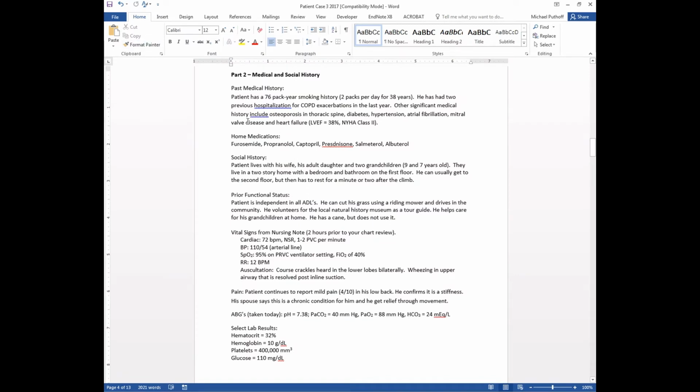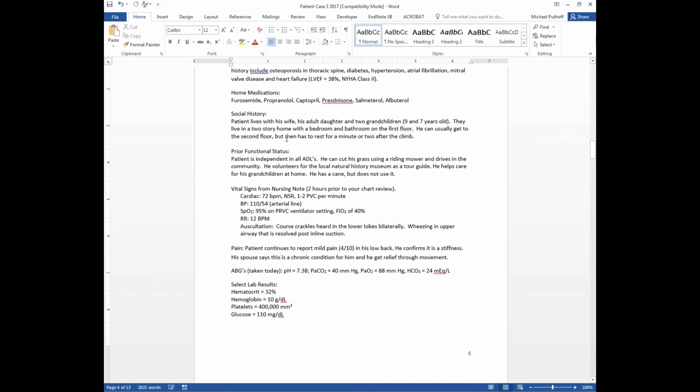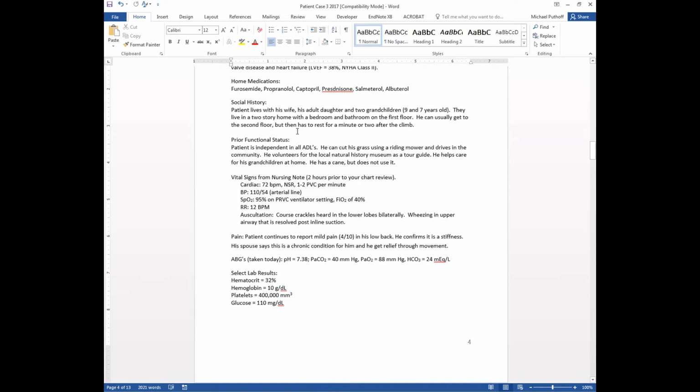Okay, so if we look a little further at the next question, this deals with other information we might want to get from the patient. So if we look through this, a few things to point out is that we do have information on his social history. So we see that his wife and adult daughter live with him along with grandchildren. He can do stairs. He has to rest a little bit, so he gets some shortness of breath with that. Also, he's able to be out in the community as a tour guide. He has a cane that he uses. That's all important stuff to be thinking about from that standpoint.